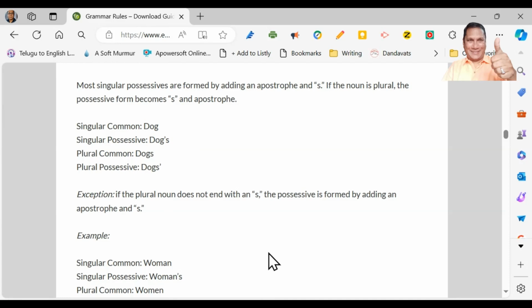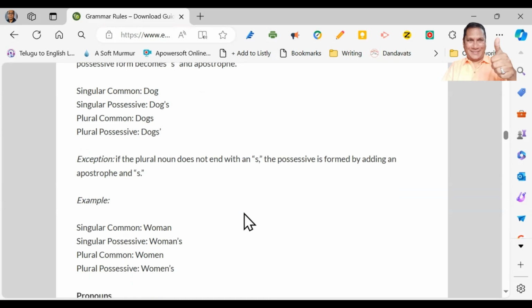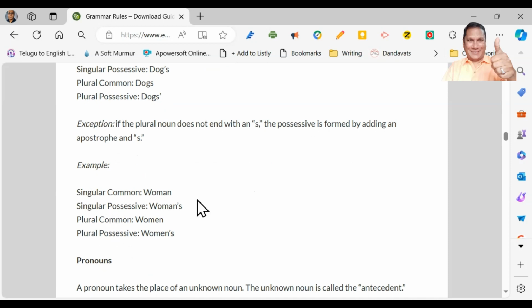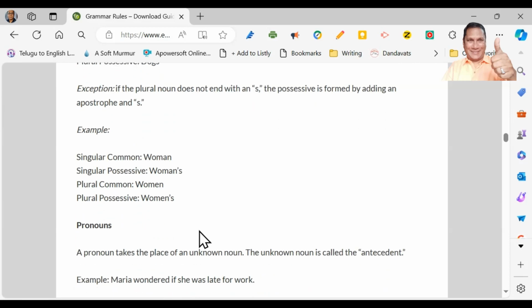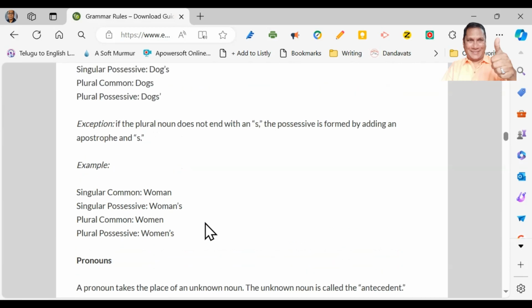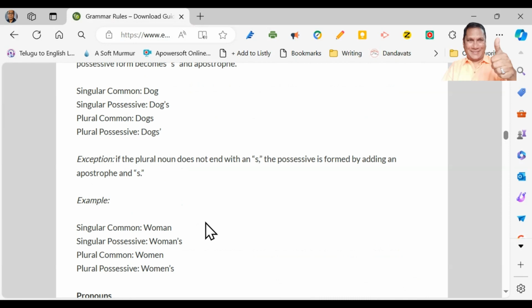Exception. There is an exception here. If the plural noun does not end with an s, the possessive is formed by adding an apostrophe and s. There are some plurals that do not end with an s. In such cases, you have to keep an apostrophe and then s. Singular common noun is woman, singular possessive will be woman's. Plural common noun is women, and plural possessive will be women's. These are about nouns. Okay, thank you.